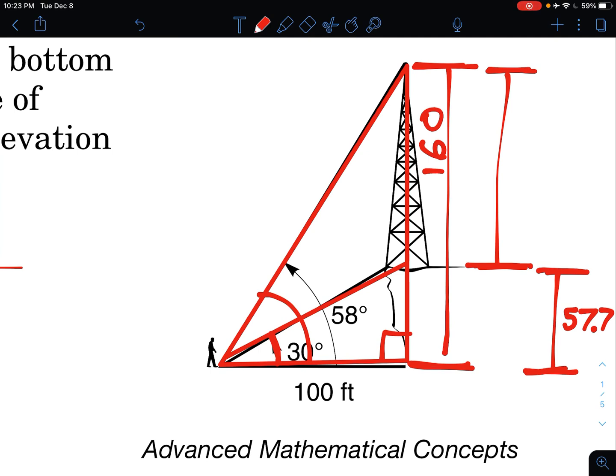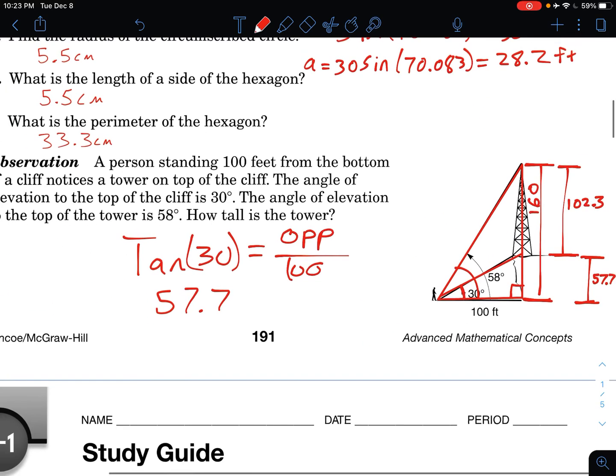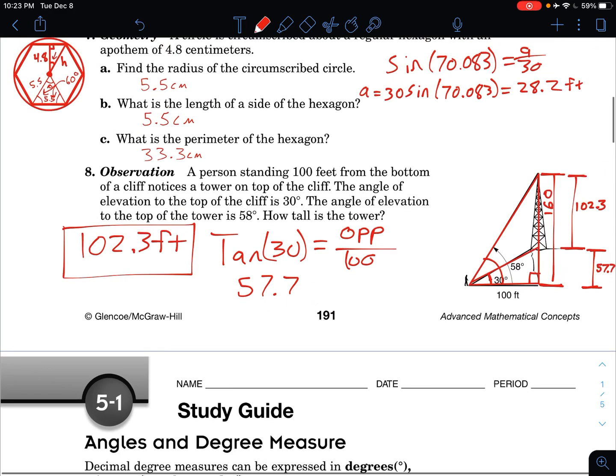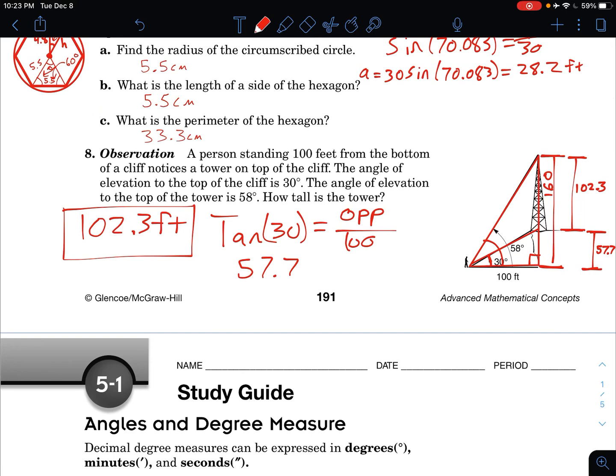If I subtract 57.7, that leaves us with 102.3, I believe. Yeah, 102.3. So the height of the tower is 102.3 feet. Alright, that's all we're going to do for that. And we're going to stop there for now. I'll have another video for you to watch for the review.